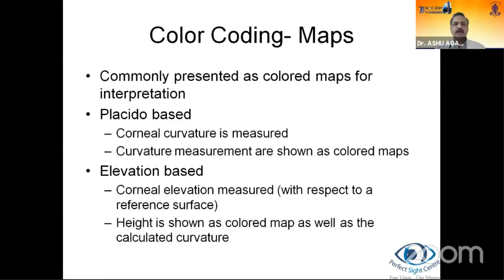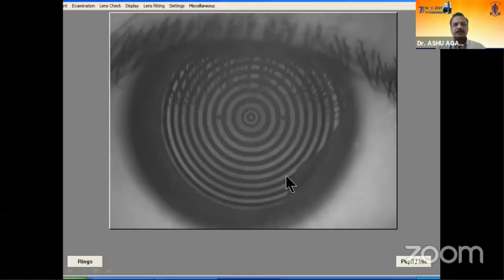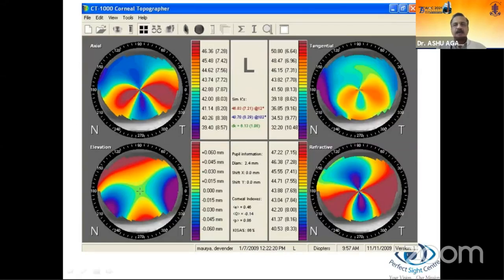So let's look at color coding. Now the maps are presented as a color code. They're color coded maps, and Placido based show the corneal curvature is measured and is shown as colored maps, and in elevation based the elevation is shown as colored maps. Now what is the need for this? If you look at this picture here, you'll see some Placido images. What does it convey to us? Nothing much, except that there's some rings. But when the device processes the image, the topographer, and presents it as color data, this is how it becomes, and you are able to interpret.